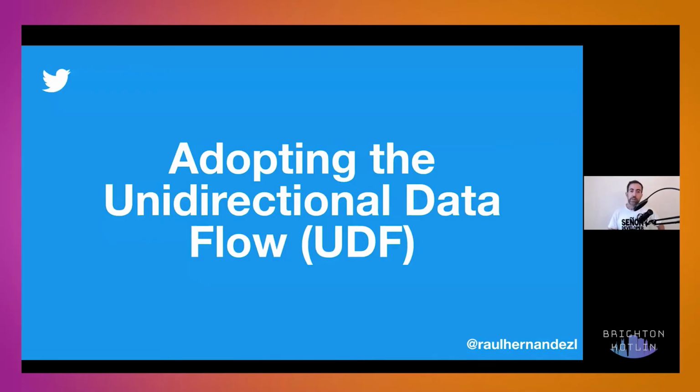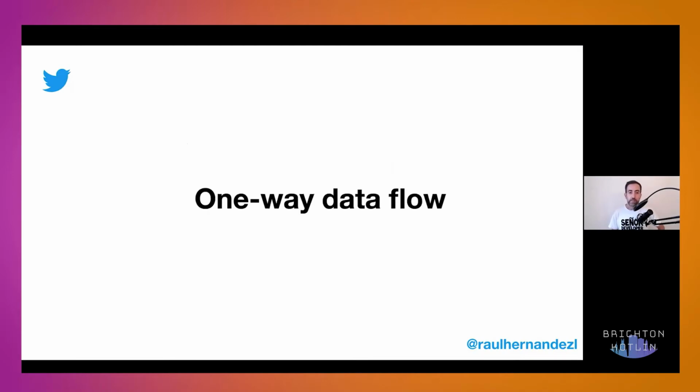Now let's adopt unidirectional data flow. And for that, we need to think, what does unidirectional data flow mean? It means we have one only way to start, and we have one only way to finish. So this also gives us the concept of determinism. We start from one point, we finish at another point, and that should be all.